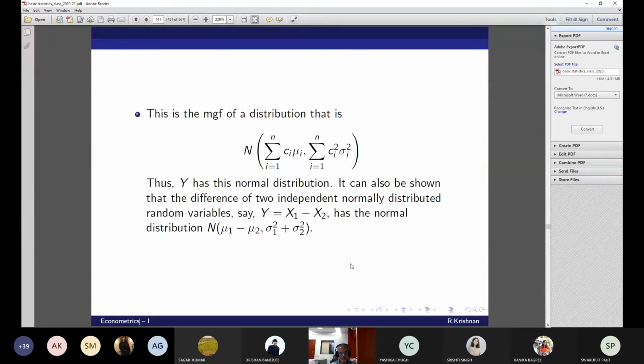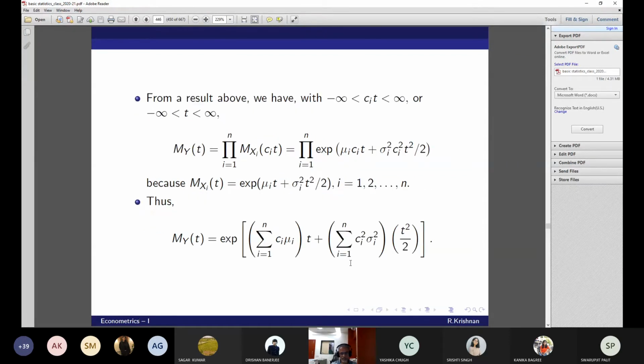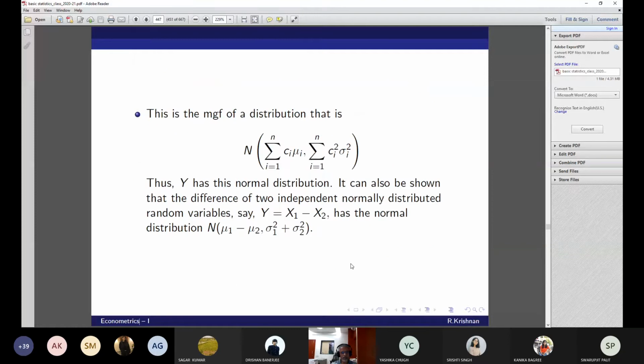Look at the question. Why has Y this normal distribution? It can also be shown because the MGF uniquely describes a random variable's distribution. So be ready for such simple questions. It can also be shown that the difference of two independent normally distributed random variables has a normal distribution. Take it as an exercise and show through the MGF that Y is normally distributed with mean mu1 minus mu2 and variance sigma1 square plus sigma2 square.